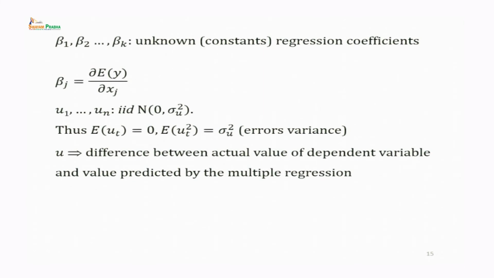Now, we write this set of equations in matrix form using matrix notation. Here also beta1, beta2, betak are the unknown regression coefficients, and if you differentiate the expectation of y with respect to xj, then you get betaj. So, again you get the interpretation of betaj as the amount of change in the expected value of the dependent variable y for a unit change in xj.